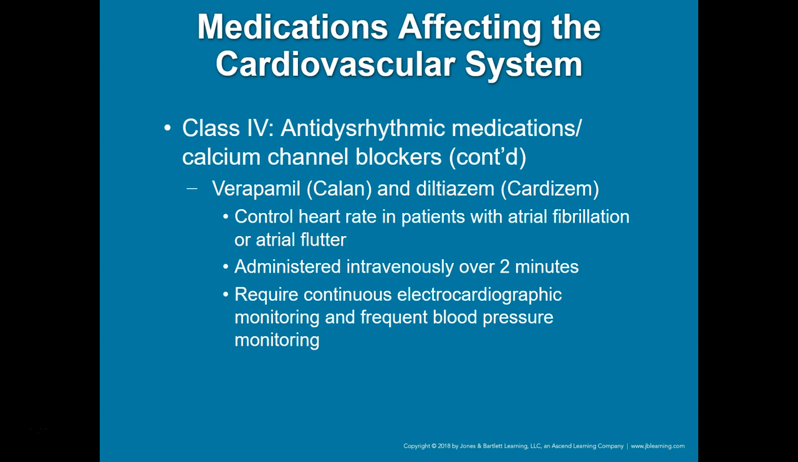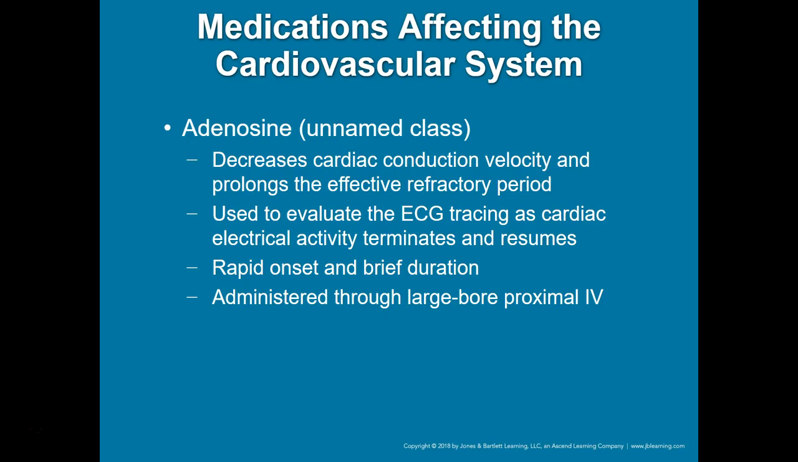You can give it IV. They can also be prescribed this. Of course, you want to be watching their EKG while you're doing it. Adenosine is kind of a class 5 or an unnamed class. It decreases the cardiac conduction velocity and prolongs the effective refractory period. So during the effective refractory period, the heart technically could depolarize again, but we don't want it to during that time. So this is going to prolong that and make the heart more stable.